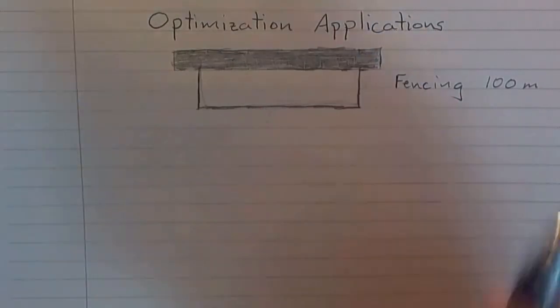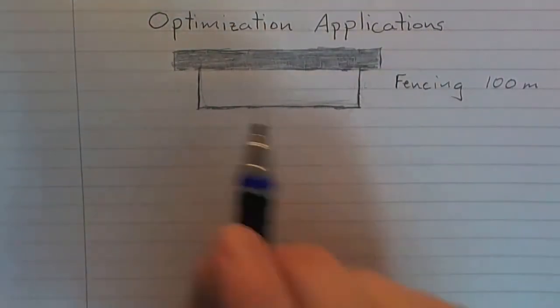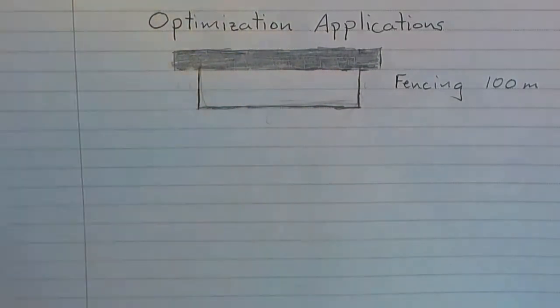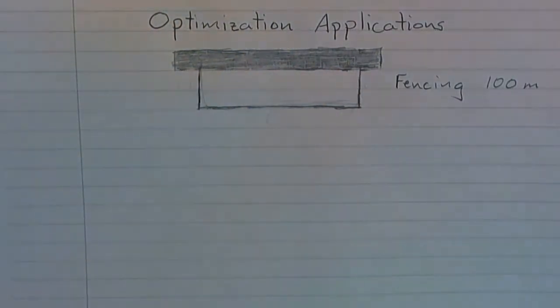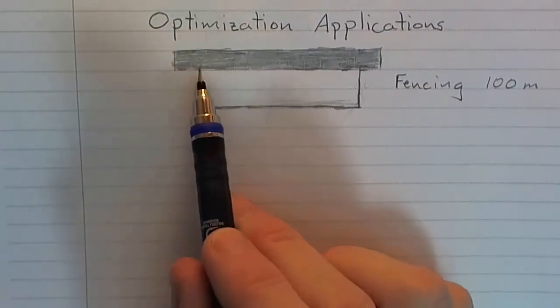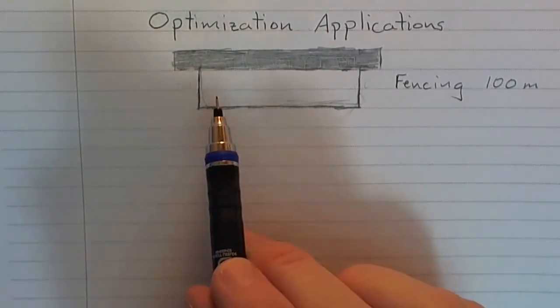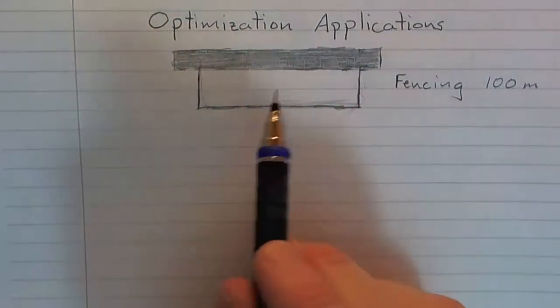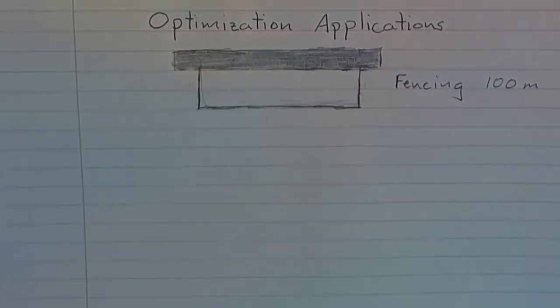And here's what we want to do. We want to construct this rectangle in such a way that we optimize the area inside. We want to find the rectangle with the most area. So we can vary the length and the width accordingly, because depending on how we choose the length and the width, the area is going to change.